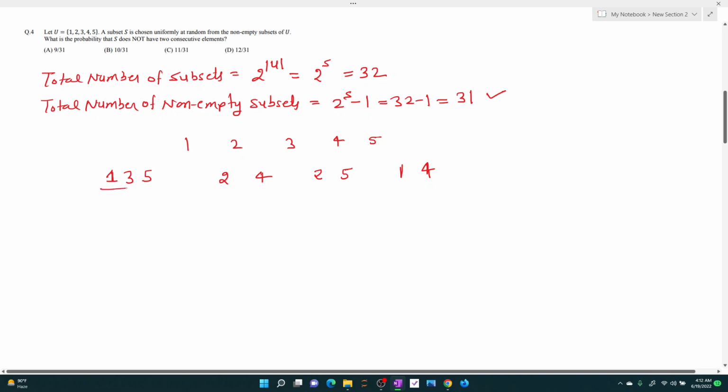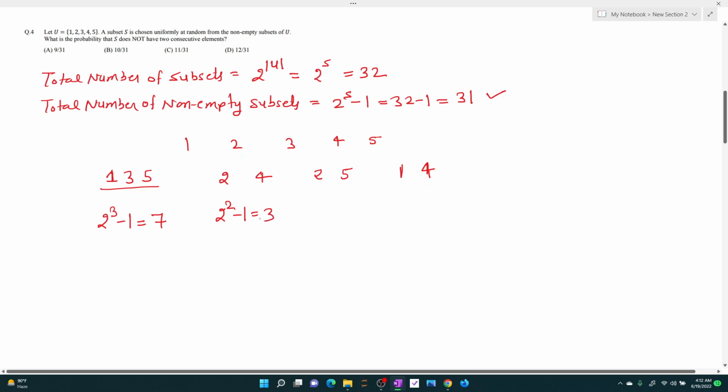So how many subsets can we generate from here? It's basically 2 power 3 minus 1. Why minus 1? Because I want to make sure no empty subset is selected, right? So when we say 2 4, here we can have 2 power 2 minus 1.